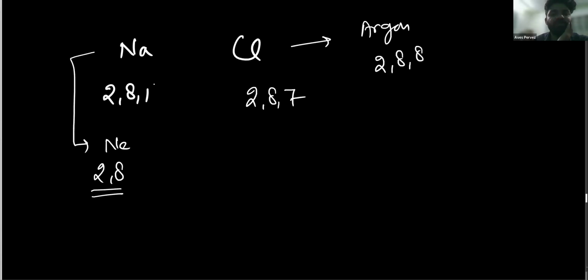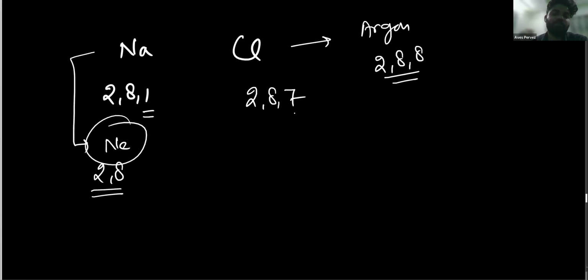So what does sodium want? Sodium wants the electronic configuration of the nearest noble gas, that is neon. And what does chlorine want? Chlorine wants the stable electronic configuration of argon, that is 2,8,8. So what does sodium have to do in order to attain the stable electronic configuration of neon? Tell me. It has to lose one electron.